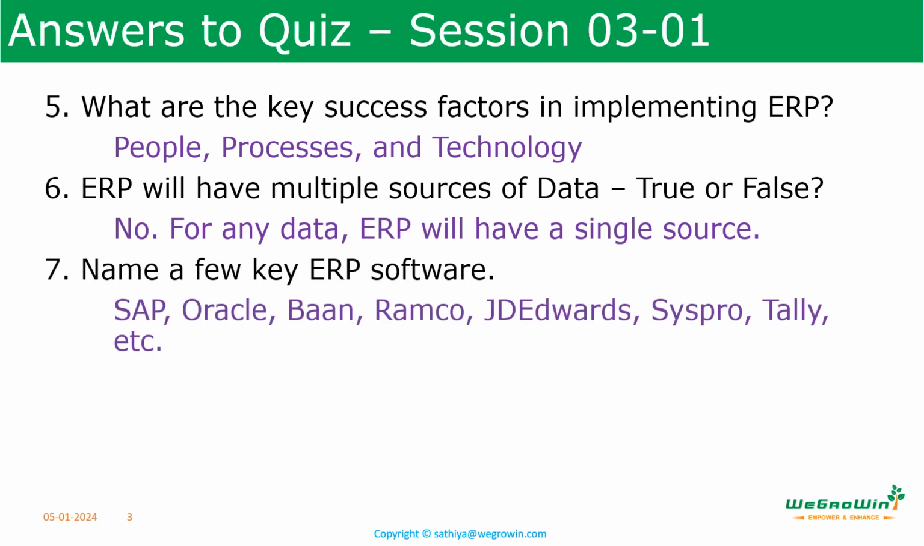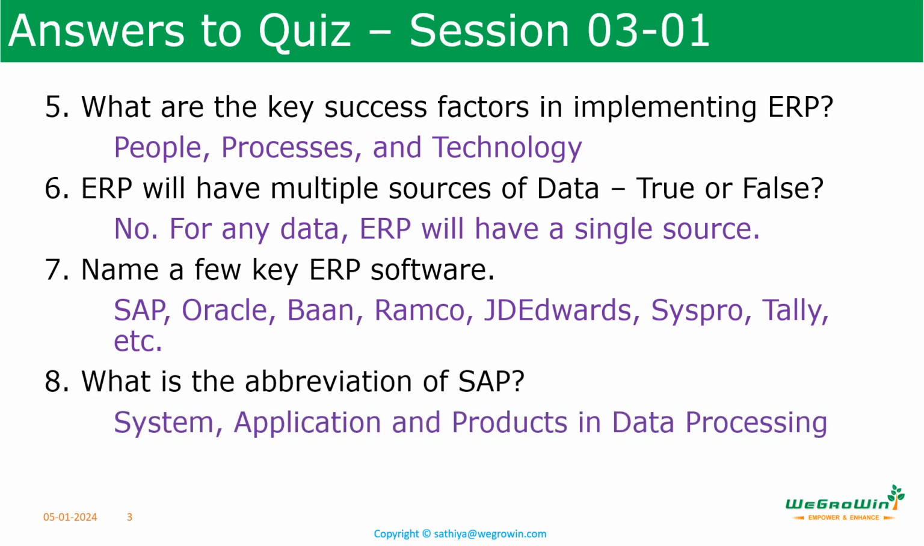Name a few key ERP software. SAP, Oracle, Baan, Ramco, JD Edwards, Syspro, Tally, etc. What is the abbreviation of SAP? Systems, Applications, and Products in Data Processing.